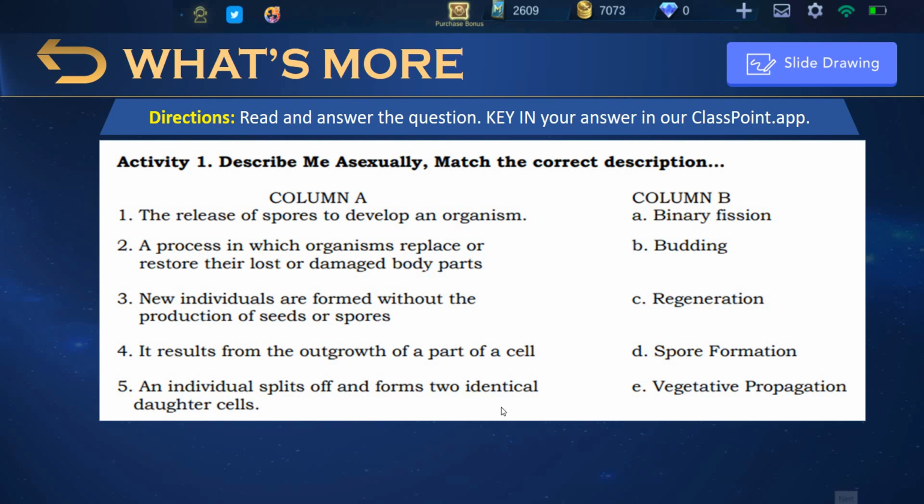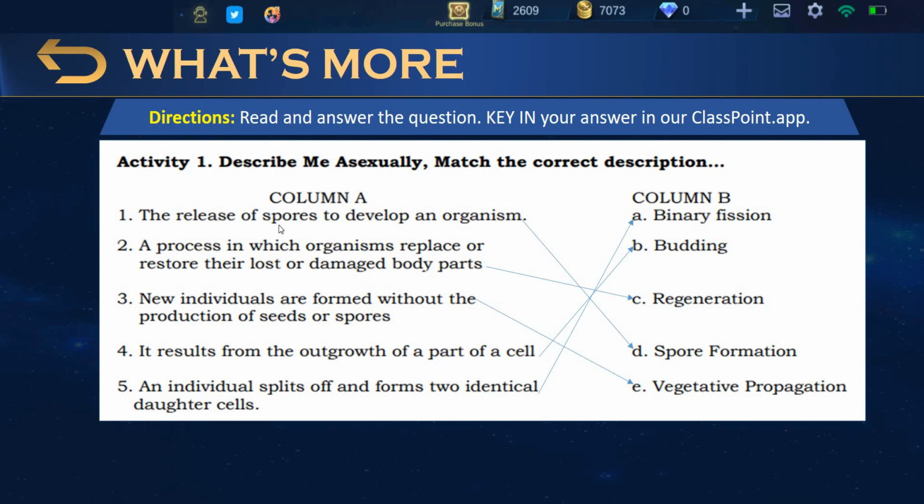Okay, so let's reveal the answer. For number 1, the release of spores to develop an organism is spore formation. Number 2, a process in which organisms replace or restore their lost or damaged body parts, is regeneration. For number 3, new individuals are formed without the production of seeds or spores, that is vegetative propagation. And number 4, it results from the outgrowth of part of a cell, it is binary fission. And lastly, an individual splits off and forms two identical daughter cells is called budding.